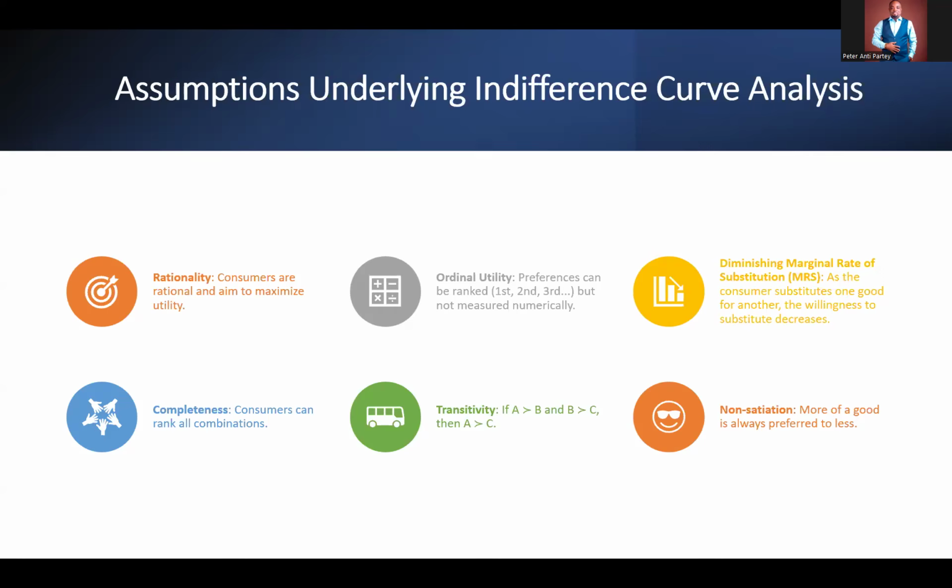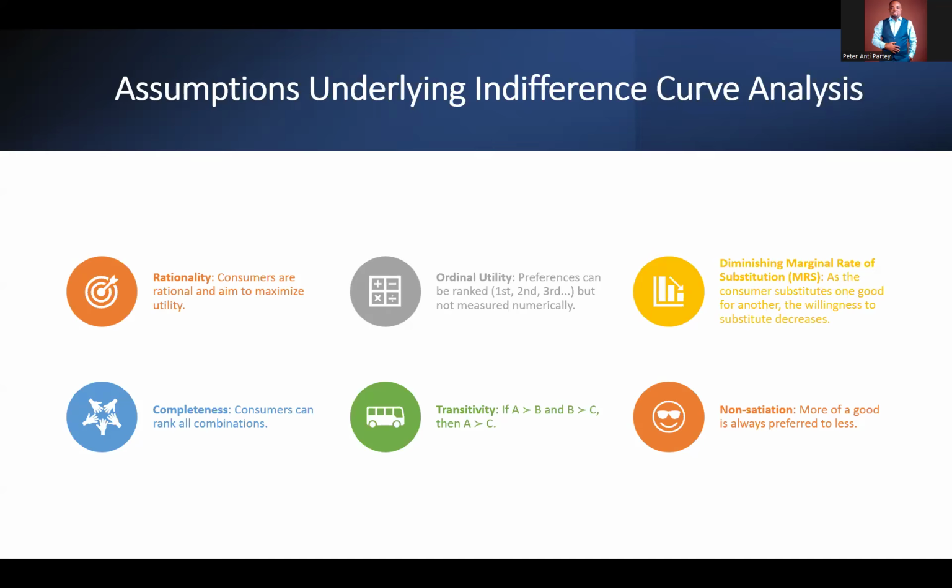What I said. So we are saying that preferences can be ranked, and by saying that, the assumption is that we are looking at ordinal utility. Good. The third thing is diminishing marginal rate of substitution.